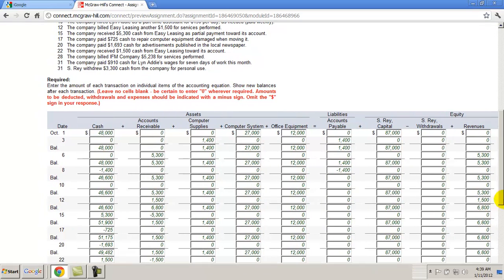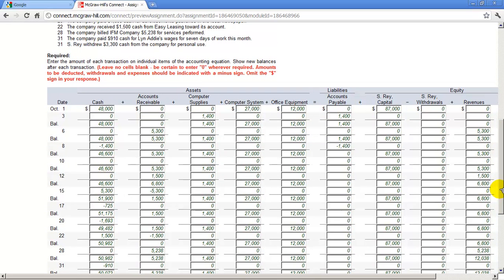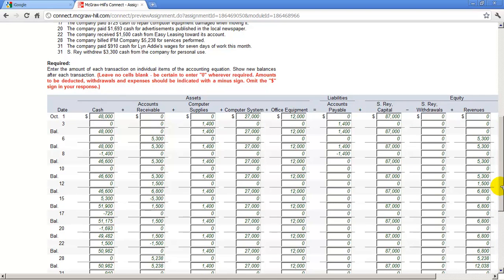Next, let's move this down a little bit further. Oops, can't move it down too much further. See, that was the 20th. So let's look at the 22nd.